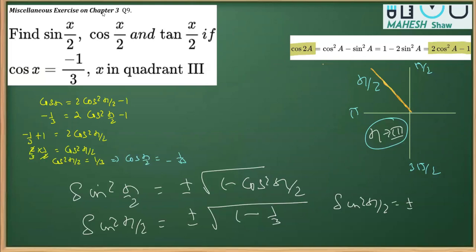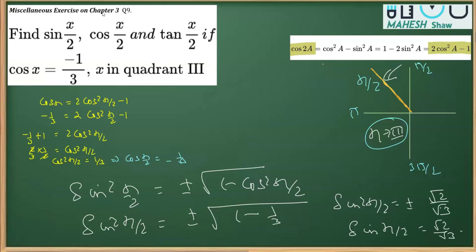So under root, 3 minus 1 is 2, that is root 2 by root 3. Now x by 2 is in the second quadrant, and in the second quadrant, sine is positive. So we'll say that sin x by 2 is equal to root 2 by root 3.